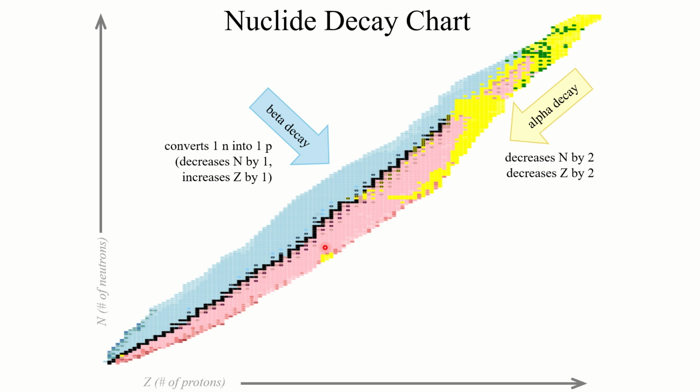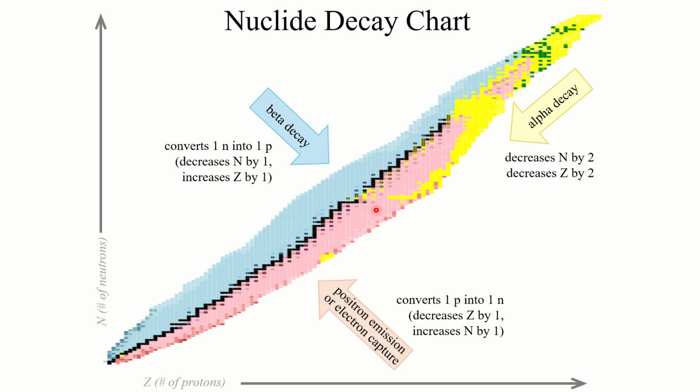And then all these pink dots down here refer to either positron emission or electron capture, which converts a proton into a neutron, which decreases Z by 1, which moves you left on the graph, and it increases N by 1, which moves you up. And that makes sense, right? If I'm a nuclide right here, I need to go up and to the left to get to the band of stability. So I'm going to favor positron emission, which converts a proton into a neutron, which moves me left and up on the nuclei decay chart here.